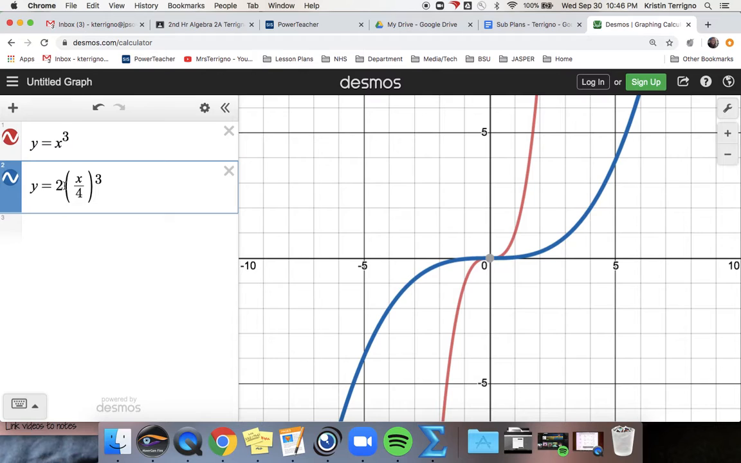Now, this 2 that's sitting here, that's the value that would have come from the y, and that's what's forcing a vertical stretch on these coordinates.